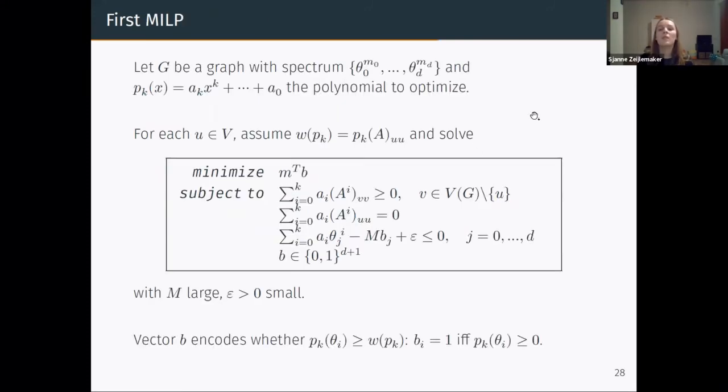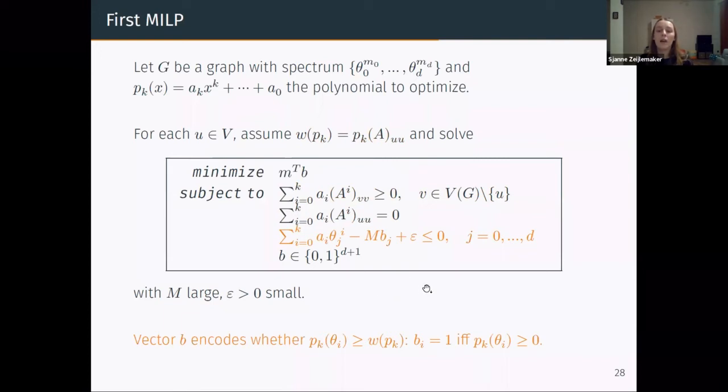And we can translate this to a mixed integer linear program. So the input of this program is the distinct eigenvalues with their multiplicities. So the input size depends on how many different eigenvalues there are. And the way we solve this is, for every vertex, we assume that it corresponds to the smallest diagonal entry. So we said that we could shift this entry to be 0, and then all the other entries on the diagonal have to be at least as large.